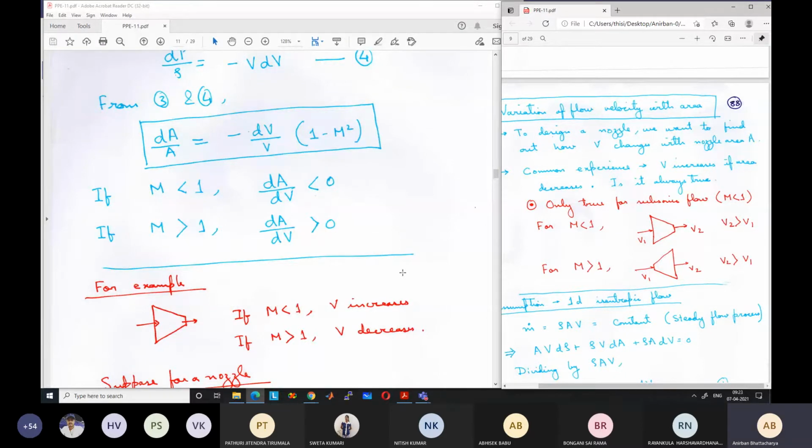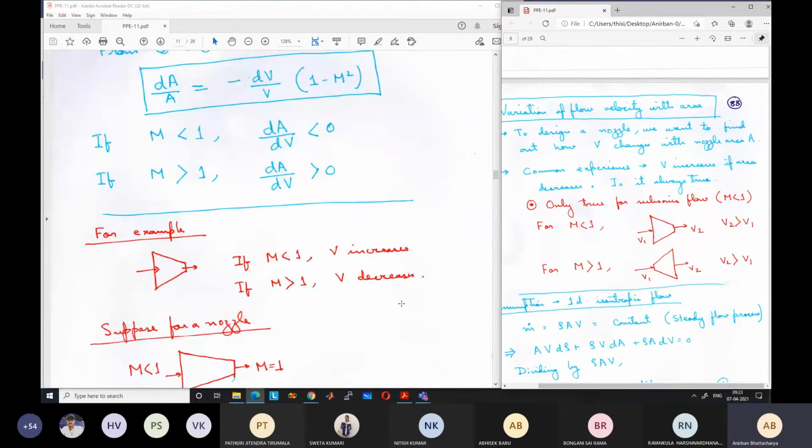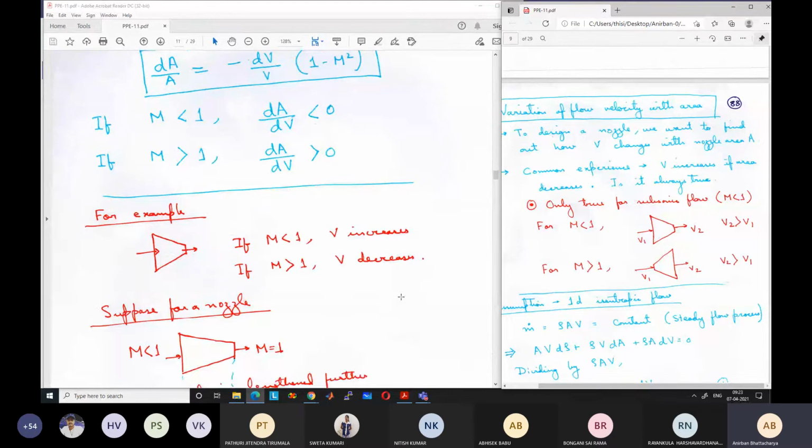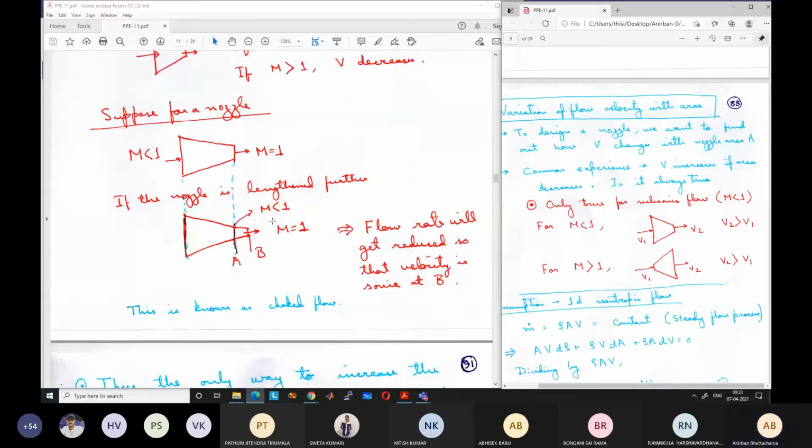Okay, so suppose there is a nozzle here, a subsonic nozzle, where the area is decreasing. At the inlet, the velocity is less than the speed of sound, so the Mach number is less than 1. The maximum Mach number that can be attained in this nozzle is Mach number 1. Is it true, what I am saying? The maximum flow velocity that can be obtained in this is M equal to 1.